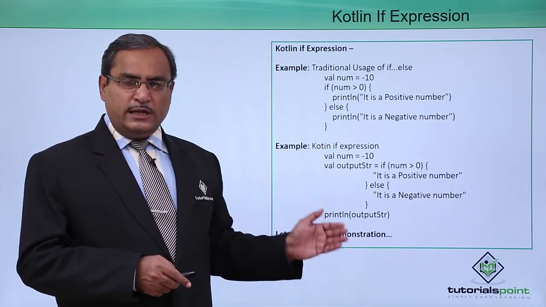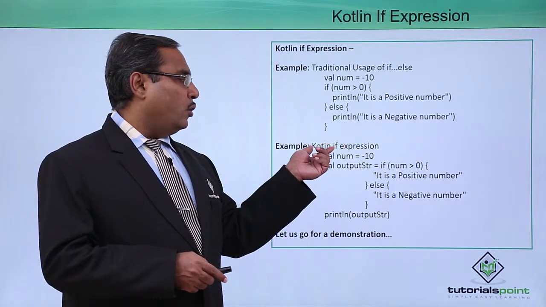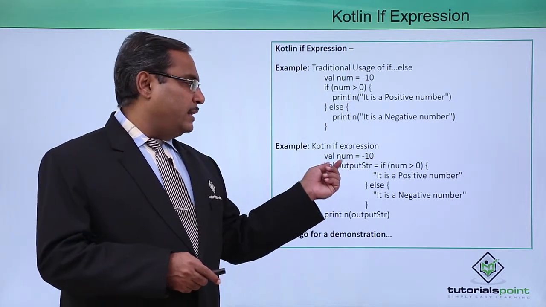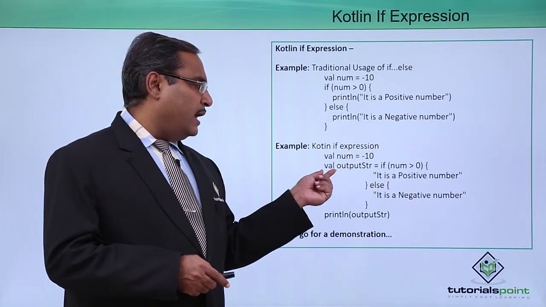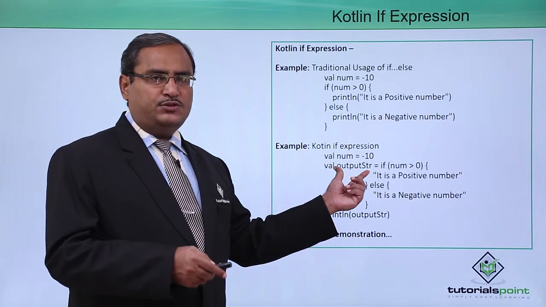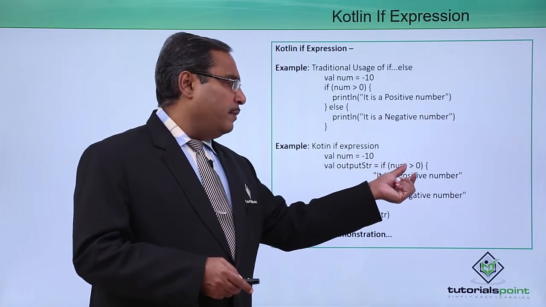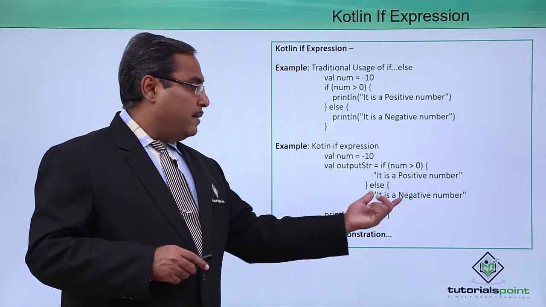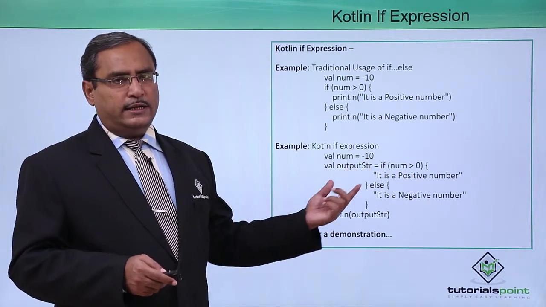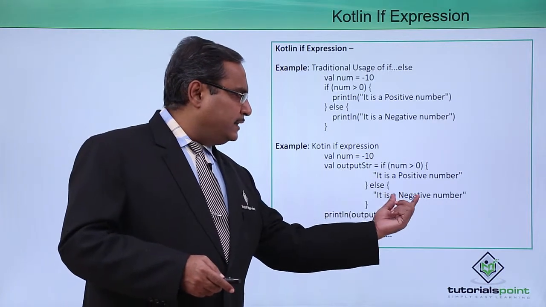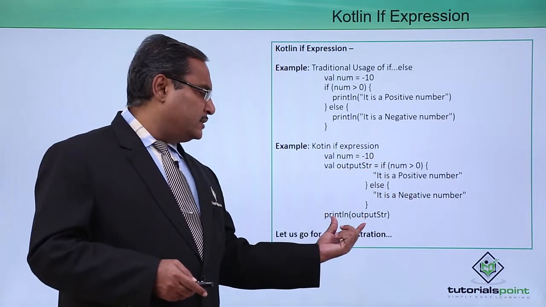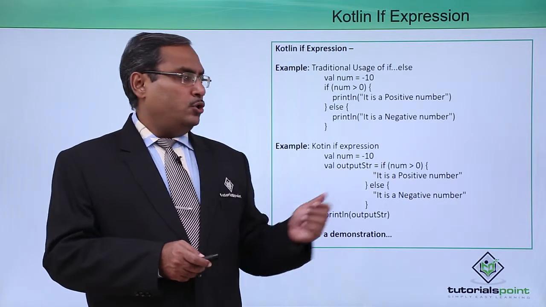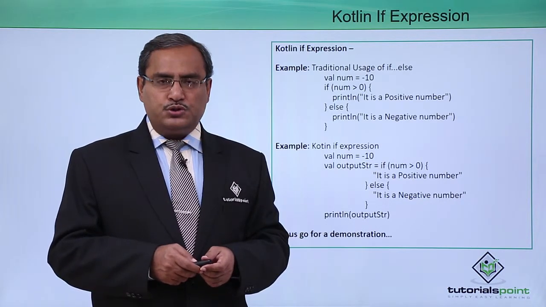But here we will be using this as an if expression. That is a Kotlin if expression, and the earlier one is an if statement. We write val num = -10 as we did before, and val outStr, output string, that means it is a string type, is equal to if num is greater than 0, then this string will be assigned to it. Here we didn't mention that it will be of string type, but when these assignments take place, we get the idea that it is of type string. Else we assign this string to outStr, and later outStr is printed using the println function. So let us go for one practical demonstration to show how this if expression can be used in our Kotlin coding.